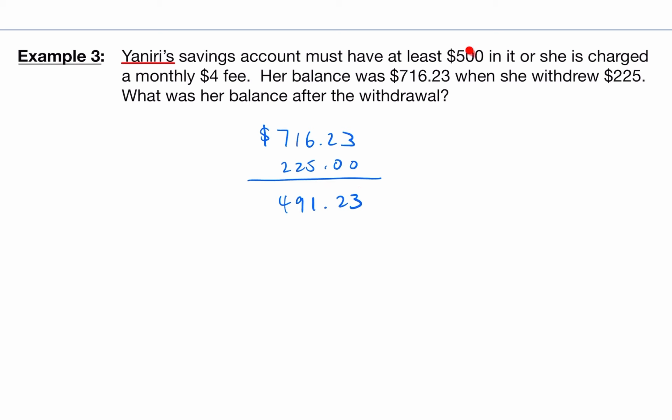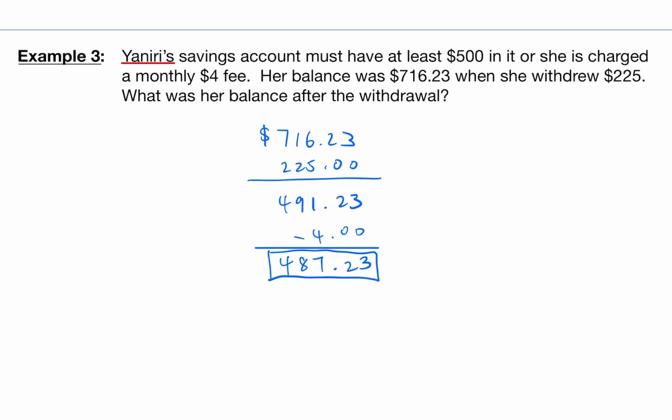This amount is below the minimum of $500, so she's going to get charged a $4 fee. So we're going to go ahead and subtract that from the balance. So her balance after the withdrawal will be $487.